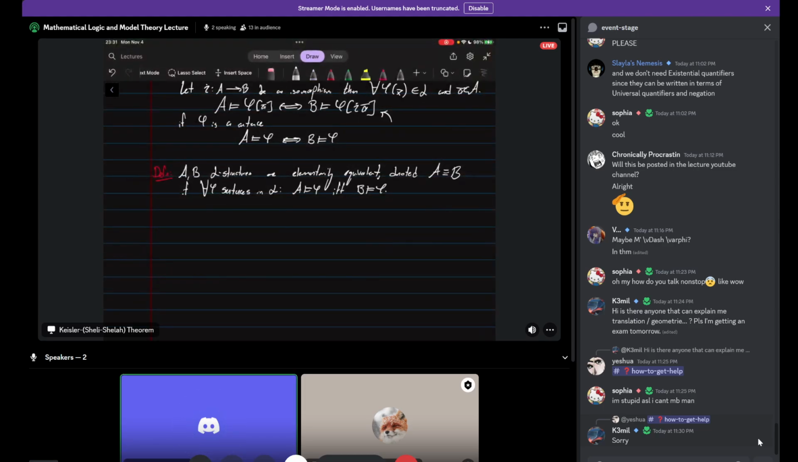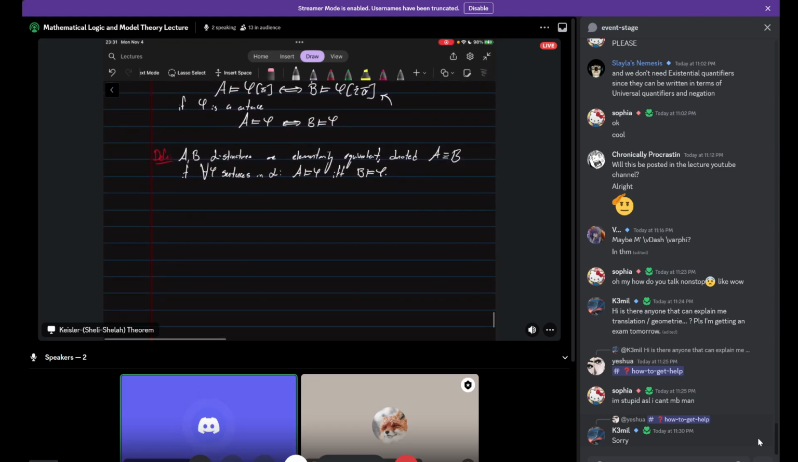So as a direct result of the invariance theorem, we get that if A is isomorphic to B, A is elementarily equivalent to B. The other direction is not true. For example, and we'll prove this later, R with its linear order is elementarily equivalent to Q with its linear order. But obviously they're not isomorphic because they have different cardinalities. So not isomorphic.